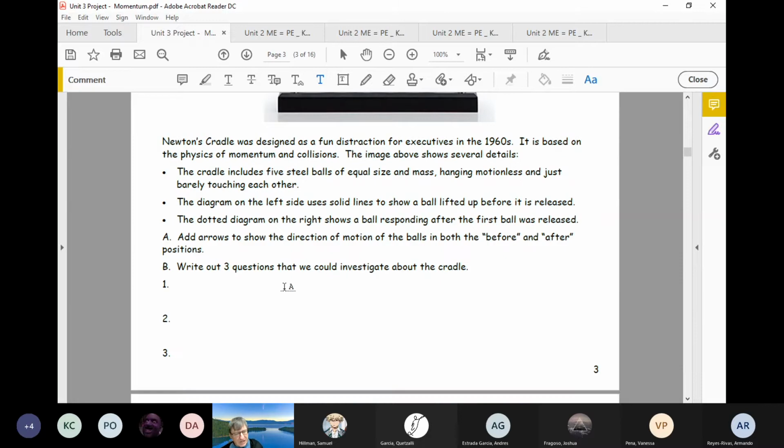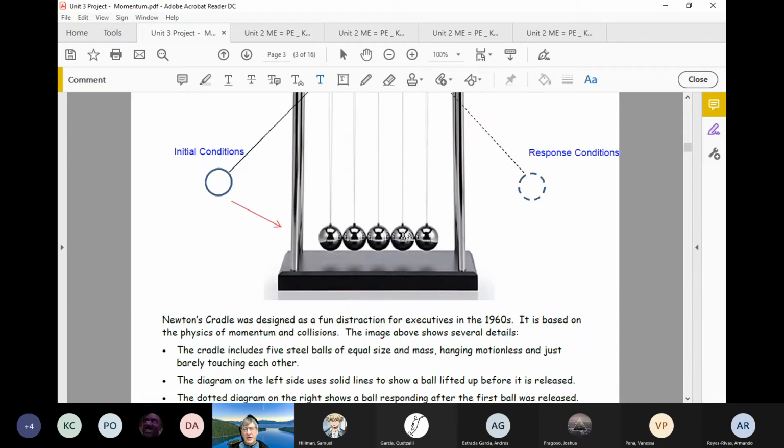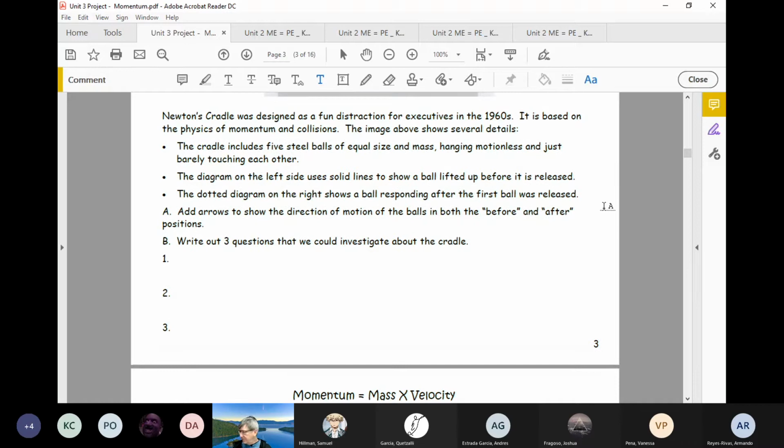Now, what I want you to do next is think of, for yourself, and we're all going to have different ones, I want you to write out 3 questions that we could investigate about this cradle. Any 3 questions that we could study about this cradle. So you get to do them yourself. We looked at a lot of options yesterday, right? So go ahead and fill out 3 possible questions. All right.